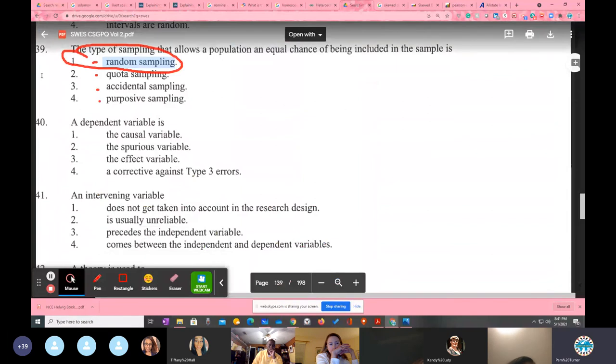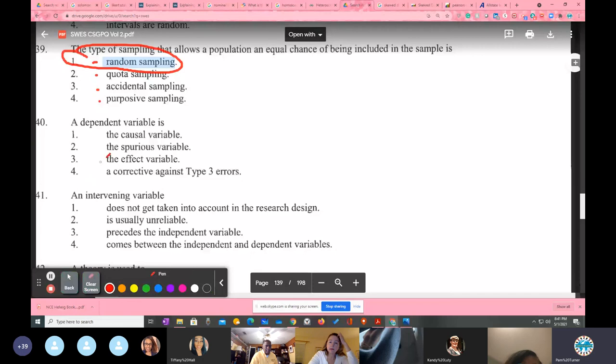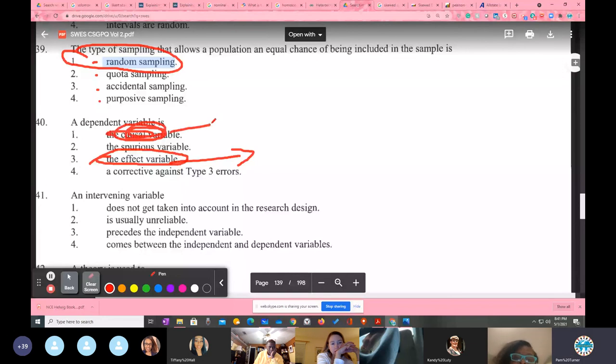Ooh, look at 40. The dependent variable is the causal variable, the spurious variable, the effect variable, or a correlation against type 3. So we know that 4 is not the answer, right? Okay. The effect variable, what does that mean? The dependent variable is where I'm going to measure the change, right? The effect. Did the placebo work? Did the medicine work, right? That is that. Causal is cause and effect. Cause and effect always belongs to quantitative. Remember that, guys. Those are keywords that you'll see. Cause and effect. Okay.